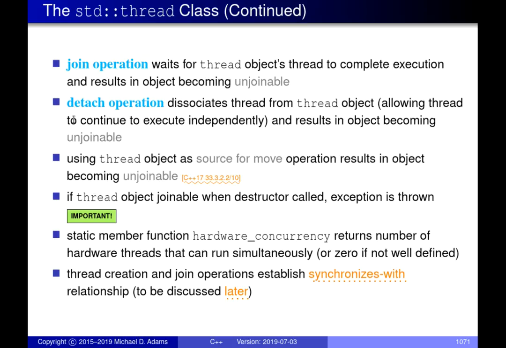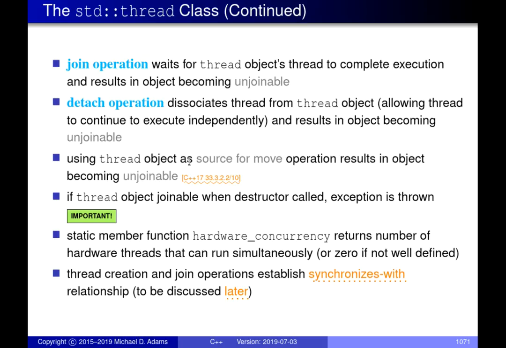There's also what's called a detach operation. What this does is it just dissociates the thread from the thread object. The actual thread that's running gets separated from your thread object, and it just goes off and runs independently from the thread object. So this is what detach means.